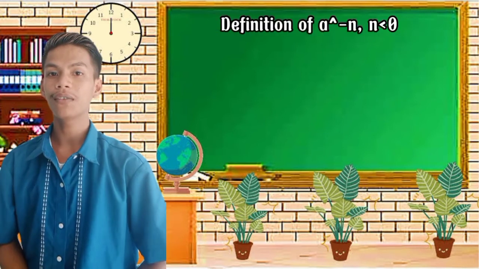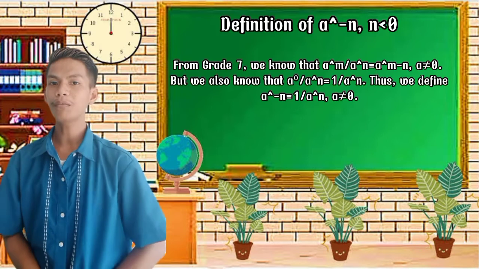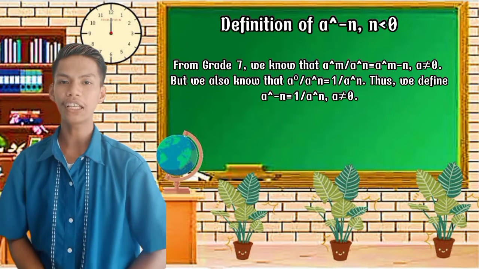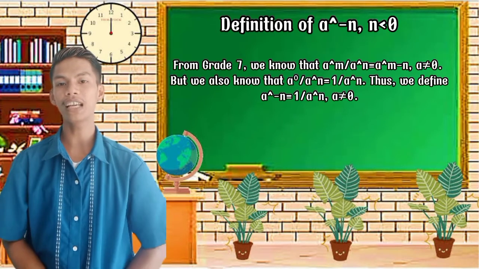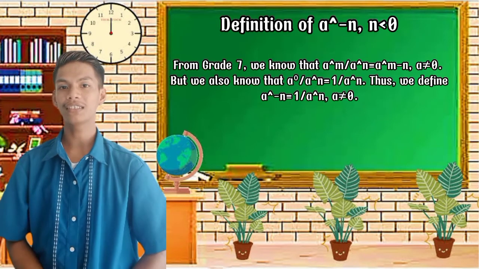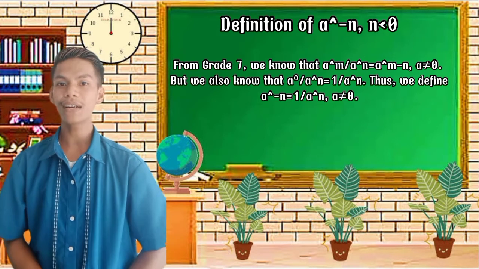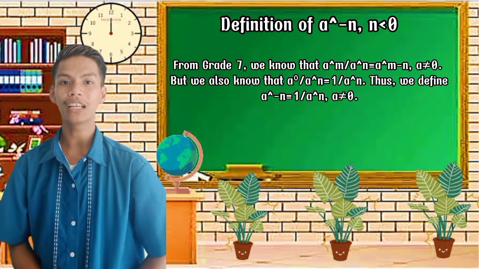The definition of a raised to negative n, where n is greater than 0. From grade 7, we know that a raised to m over a raised to n is equal to a raised to m minus n, where a is not equal to 0. But we also know that a raised to 0 over a raised to n is equal to 1 over a raised to n.